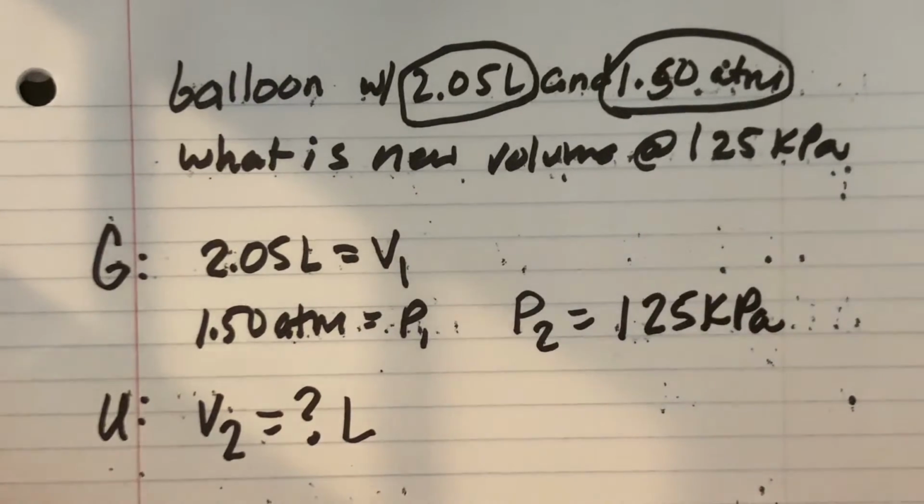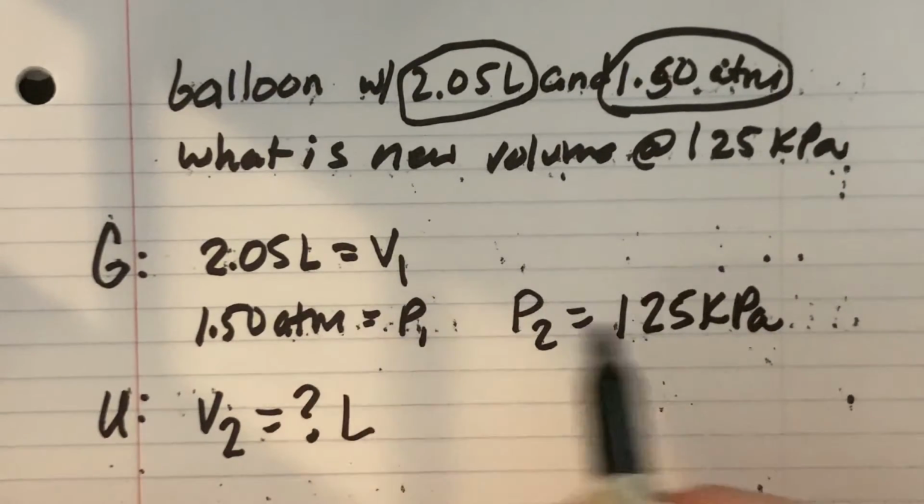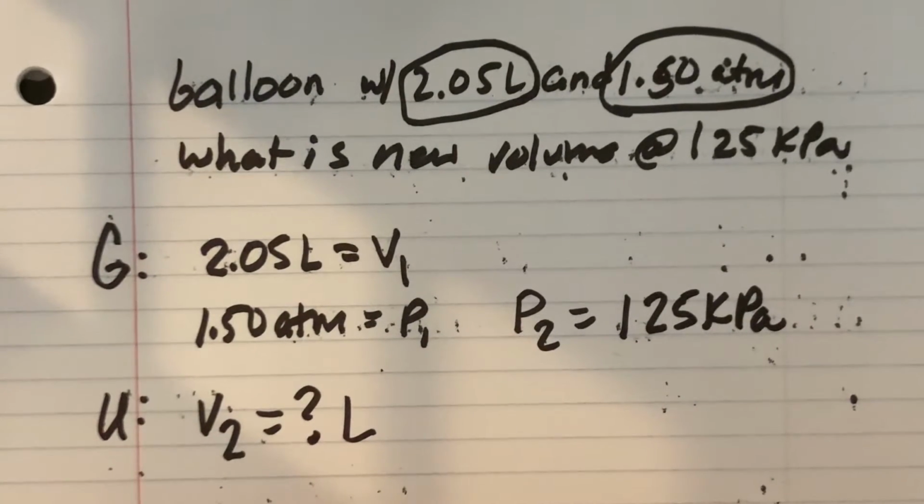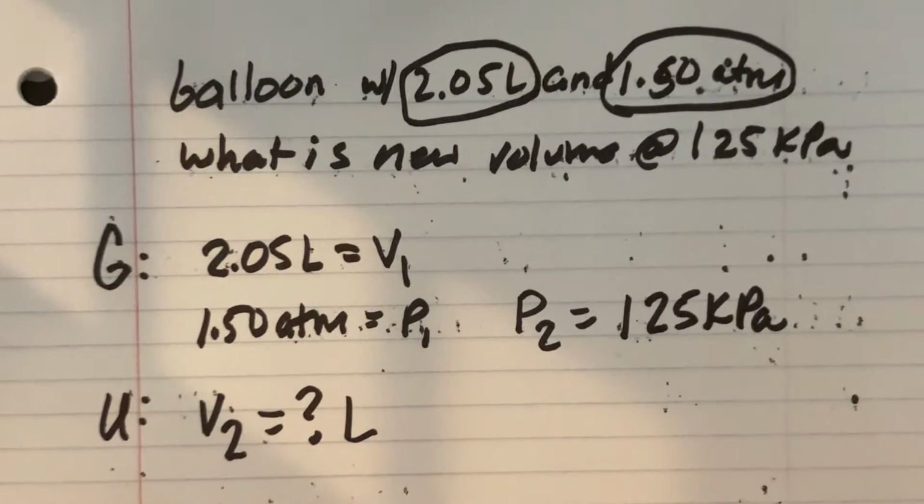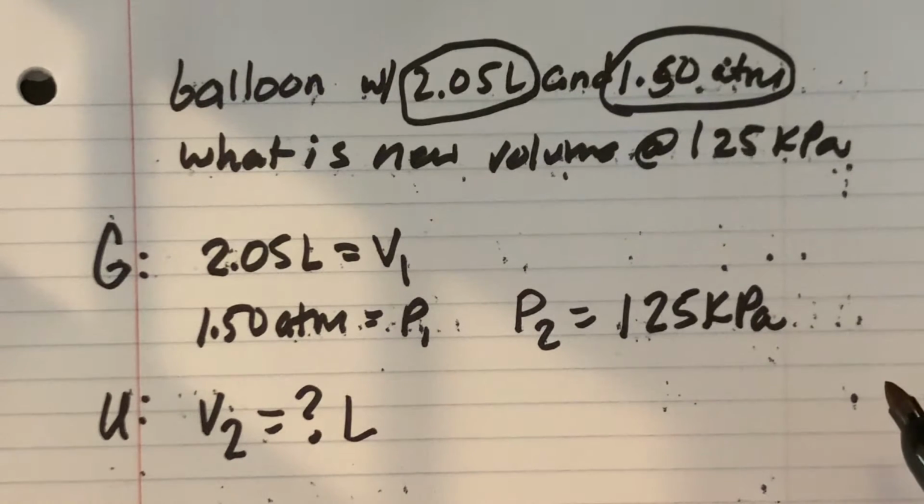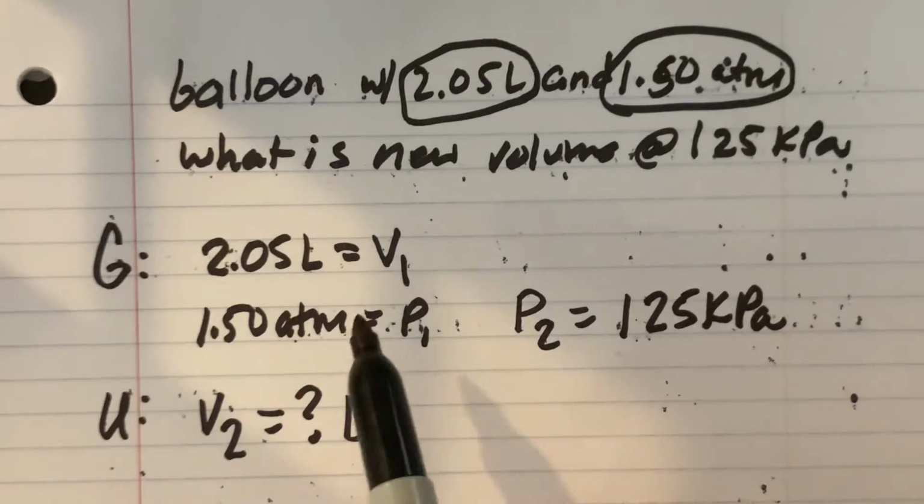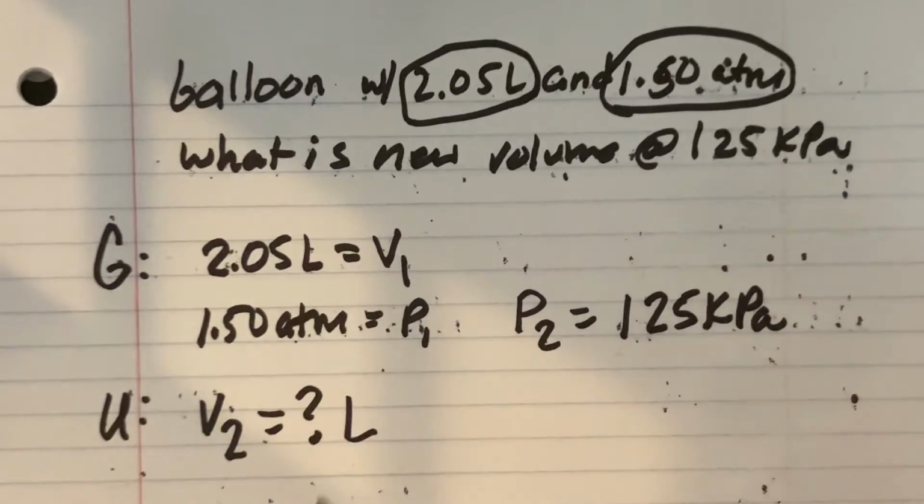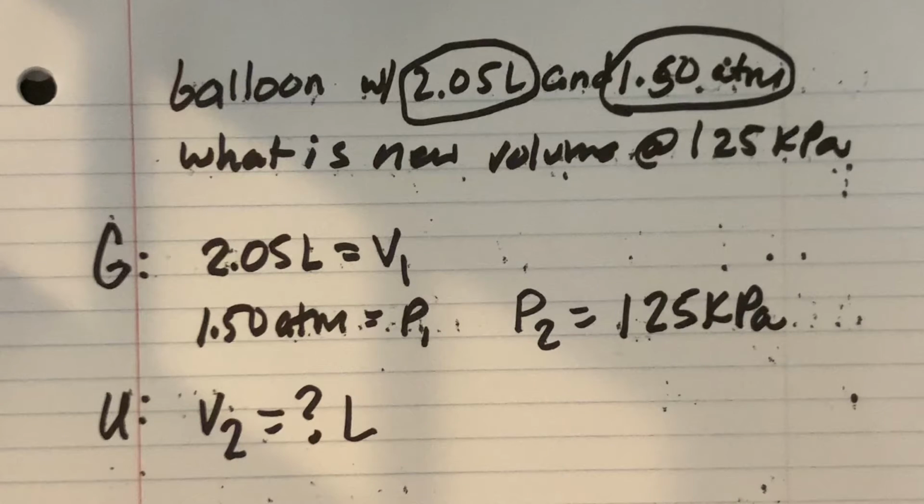Oh, but I have a problem here. My pressures don't match. So before I even go on to figure out what my equation is going to be to solve the gas law problem, I have to do a conversion. So I need to use my dimensional analysis. Now I can convert atmospheres to kilopascals, or I can convert kilopascals to atmospheres. It doesn't matter, as long as when you put it in the equation, the pressures are the same units.